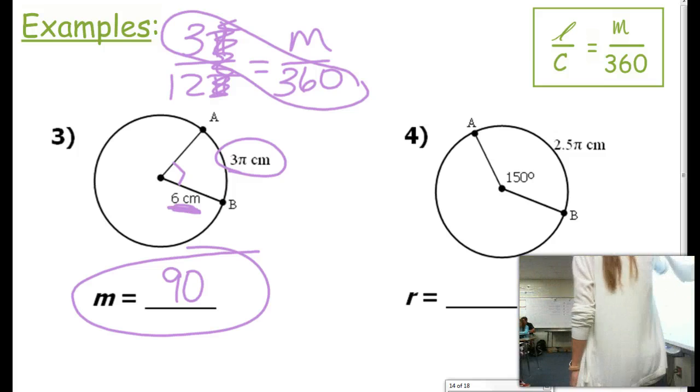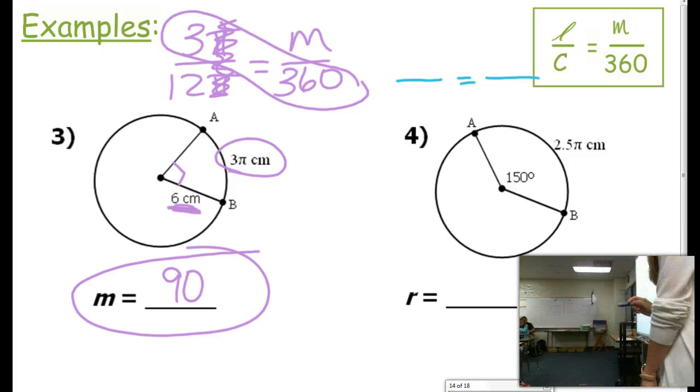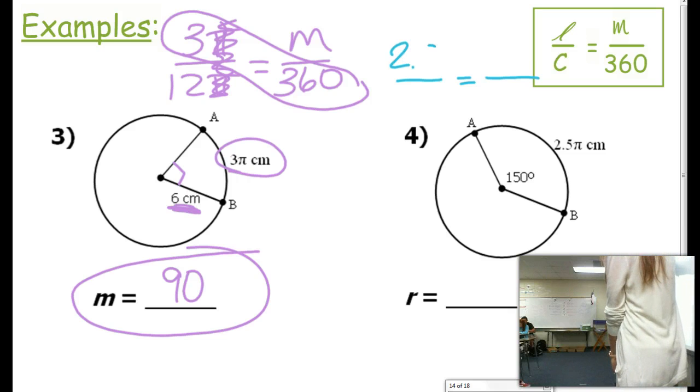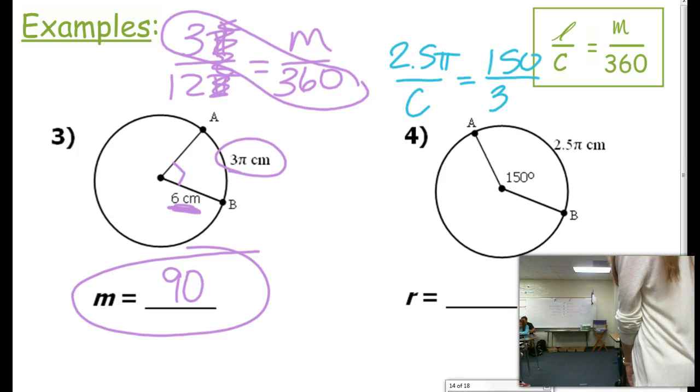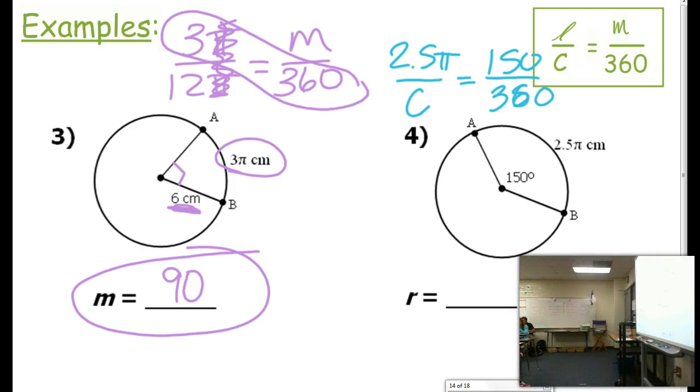All right, number 4. Ashley, set me up a proportion. Tell me which pieces we know. Perfect. Good, because we don't know it. Very good. Perfect. Thank you, ma'am. 36. Now be careful. When you cross multiply, you're not finding R yet. You're going to find C. So you need to convert C to R, circumference to radius. Cross multiply.